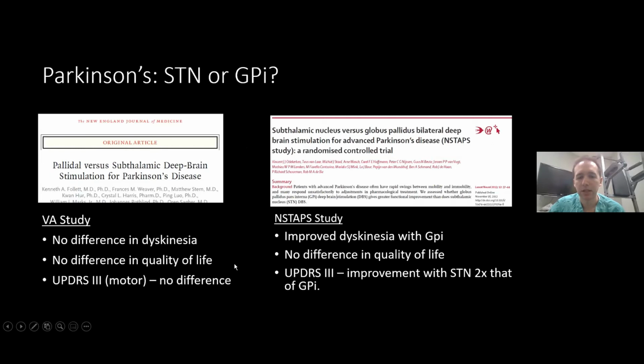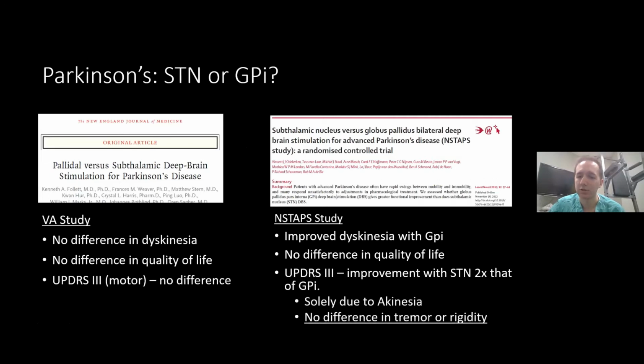Both of them gave equivocal results between the two. They were essentially the same results in UPDRS, except in the NSTAP study there was an improvement with STN over GPi. But this was really only in the akinesia segment. There really wasn't a difference in the tremor and rigidity reduction in this case.